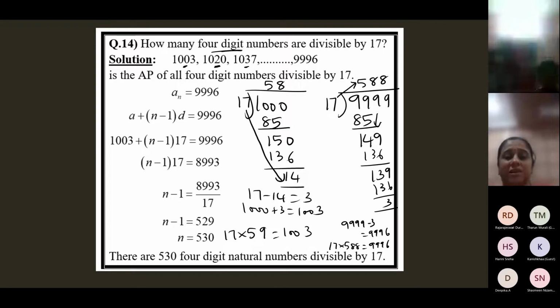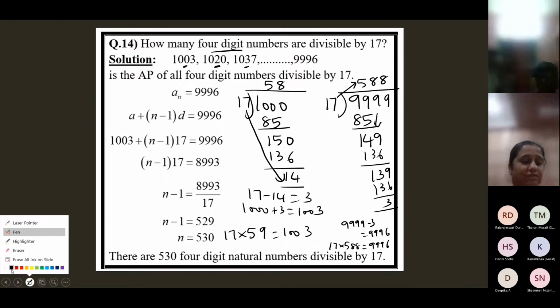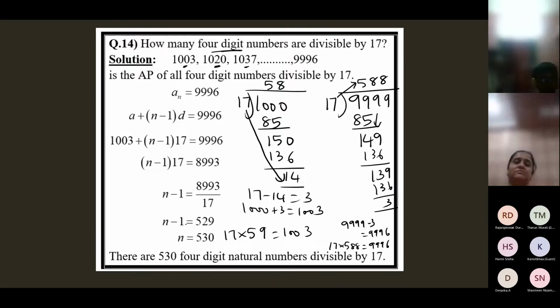So there are 530 numbers. You must find S530. You should do this. To find the sum also, you should do the same thing.